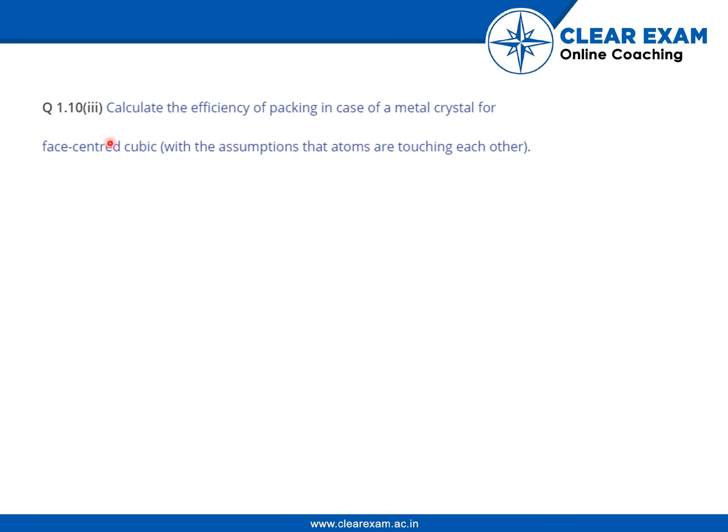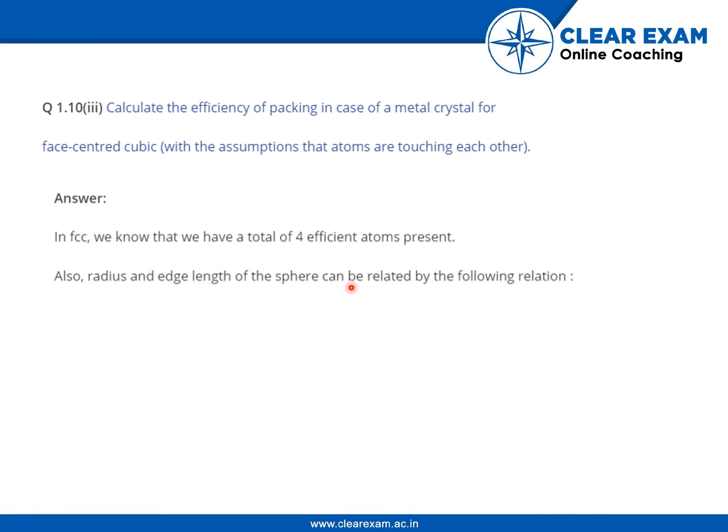And the third part is we have to calculate the efficiency of packing in case of face-centered cubic. So we know that we have a total of 4 effective atoms present, 3 from the centers of the faces and 1 when we add all the atoms present at the corners of the cube. The radius and edge length of the sphere can be related by the following relation. So again, using Pythagoras theorem, this is point A, this is B, and this is the face center. So by using Pythagoras, we can easily calculate R is equal to A by 2 root 2.